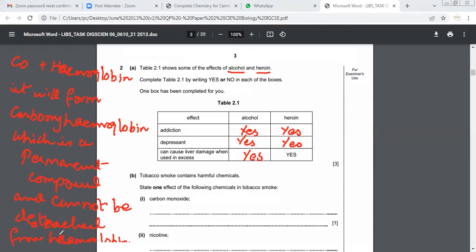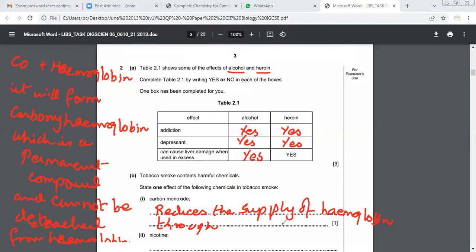So after combining with the hemoglobin, that RBC hemoglobin compound becomes useless to take the oxygen. It will cause the depletion of oxygen inside the body because the hemoglobins are engaged totally with the carbon monoxide and cannot carry oxygen to different parts of the body from the lungs. Okay, so carbon monoxide reduces the supply of oxygen through the hemoglobin in the body.